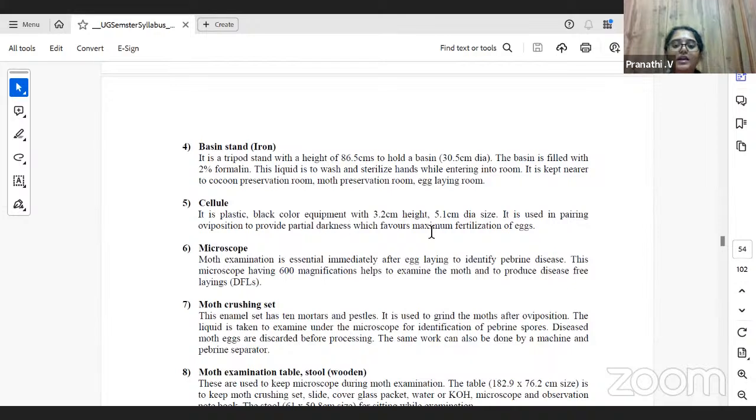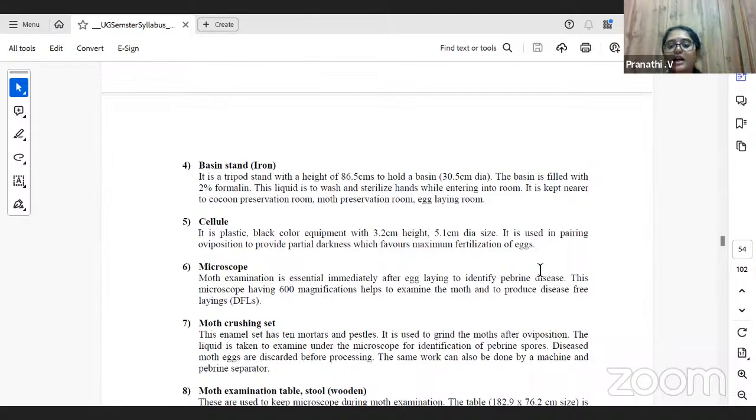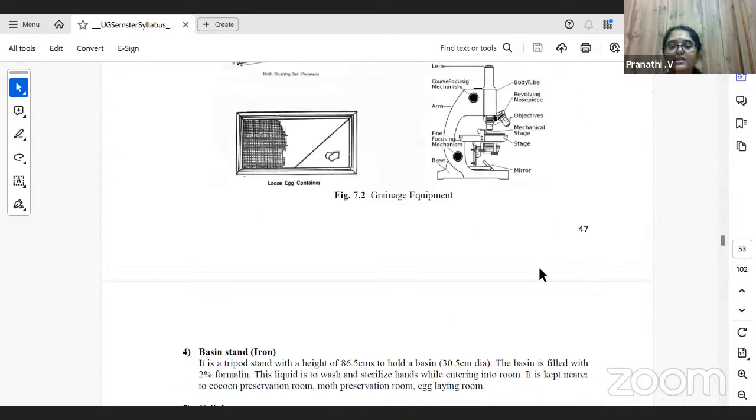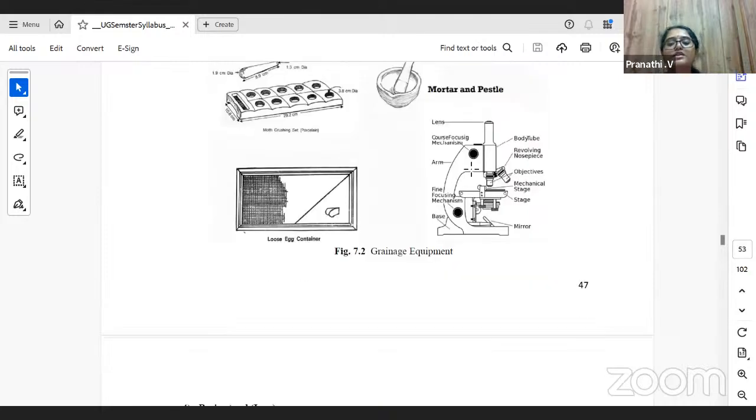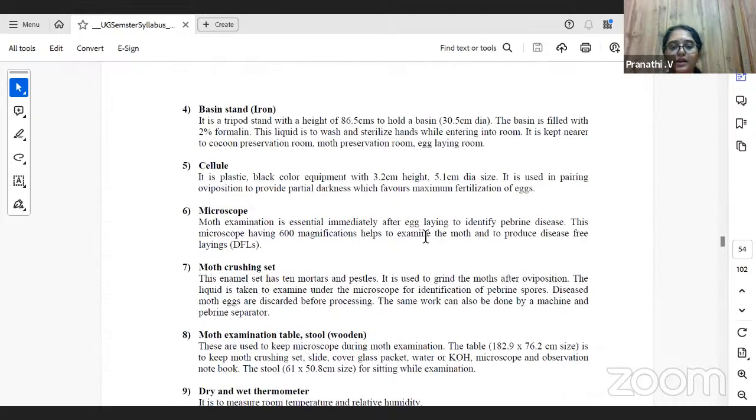And then you need cellulose. It's a plastic or a black color equipment. What is going to happen with this? It is used to cover the oviposition to provide partial darkness so that this favors the maximum fertilization of the eggs. Of course, you need a microscope. Moth examination is going to take place immediately after the egg laying, so that in case there is any kind of pebrine disease, it can be identified.